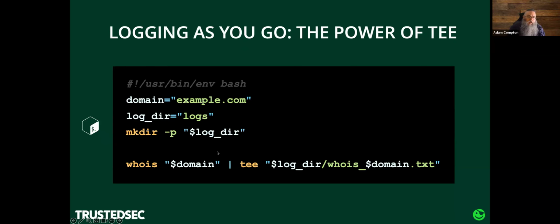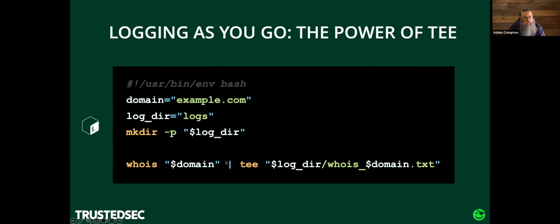Whatever command you're running, in this case whois on some domain, you do a vertical pipe, space, tee, and then the file that you want to write it to. What that does is it takes every standard out, anything that goes to standard out from that command, it writes to this file.